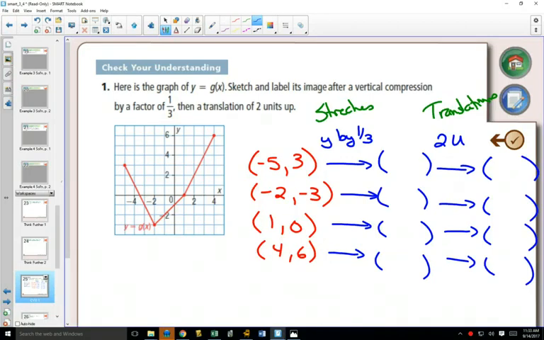So we're multiplying our y coordinates by 1/3. We do that first. -5, 1, -2, -1, 1, 0, 4, 2. Secondly, we move it 2 up. -5, 3, -2, 1, 1, 2, and 4, 4.